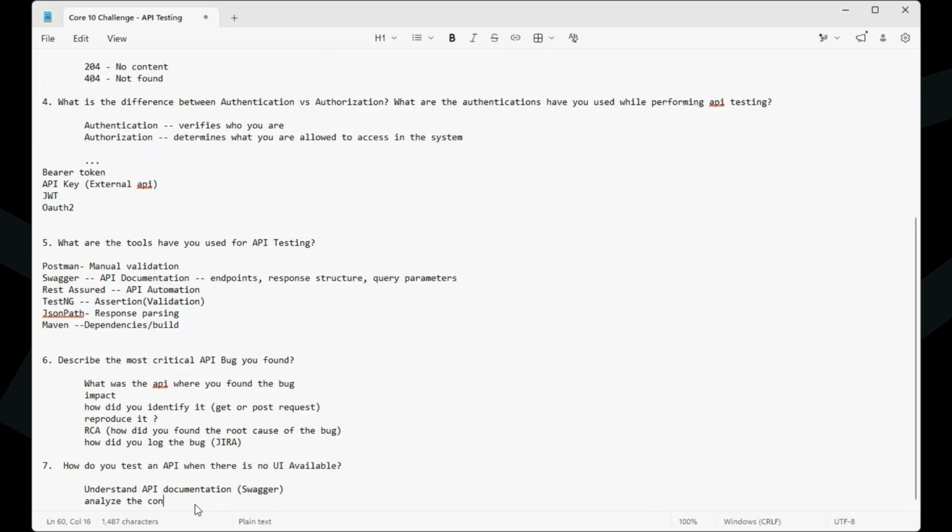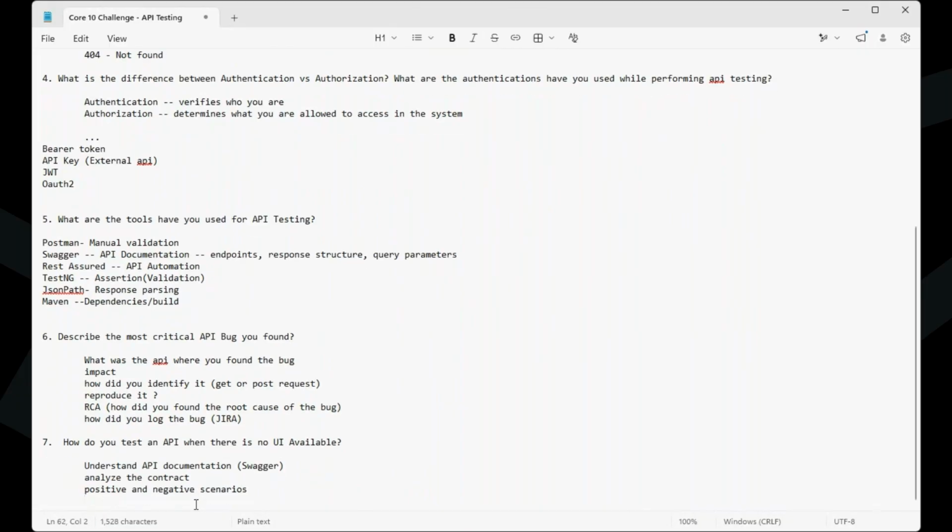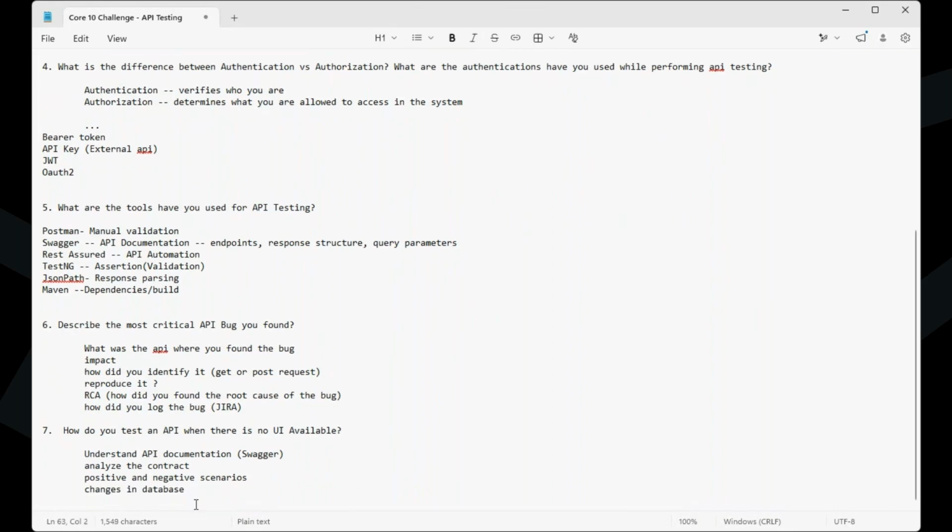The contract. You know that contract means what I'm going to send and what I'm going to get as a response, right? So what should I send and what should I get? That's actually the contract. And as the contract, you can talk about positive and negative scenarios. Then you can talk about what changes in the database after that.